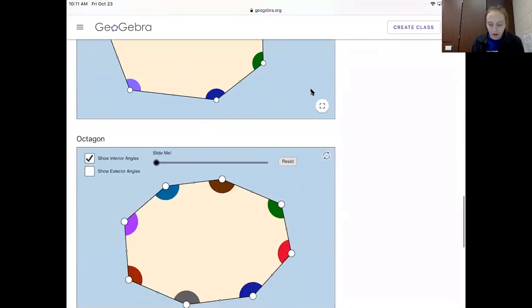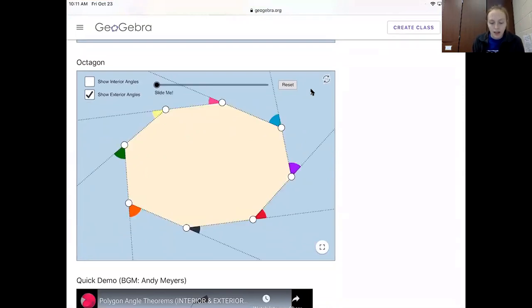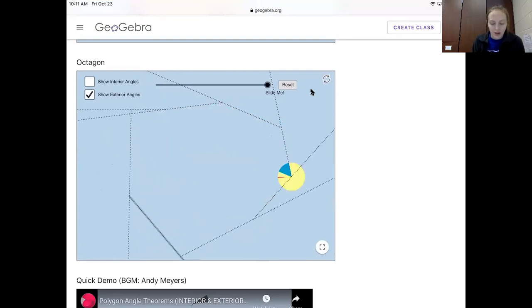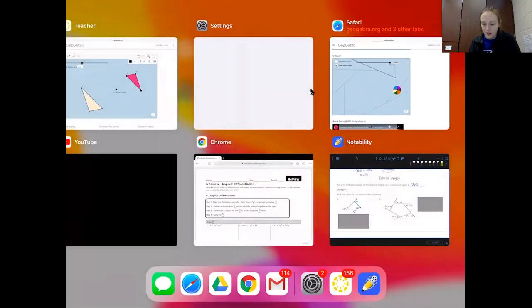I can even go down here to a larger one. Let's say this is a 1, 2, 3, 4, 5, 6, 7, 8 octagon. Again, I'm gonna show the exterior angles. Slide the slider, all these angles are going to come together and make a circle, 360 degrees. So no matter what, the exterior angles of a polygon, or convex polygon, are always going to be 360 degrees. Kind of nice.